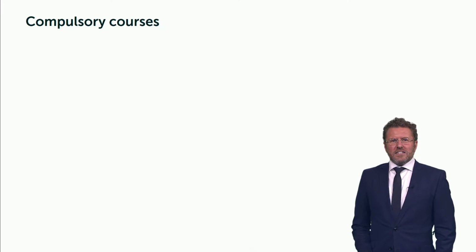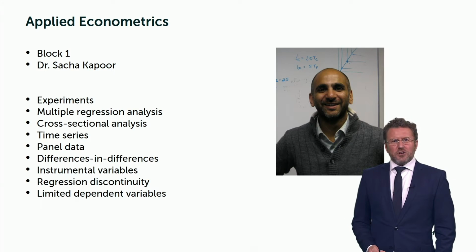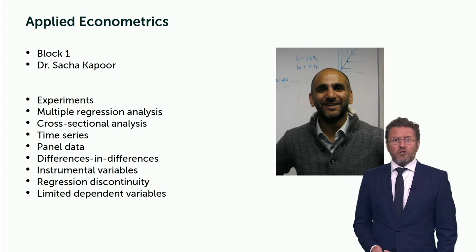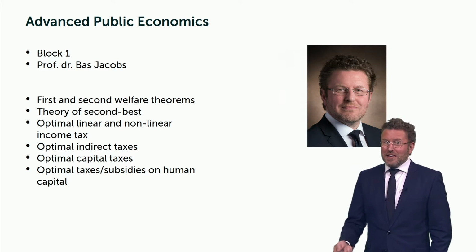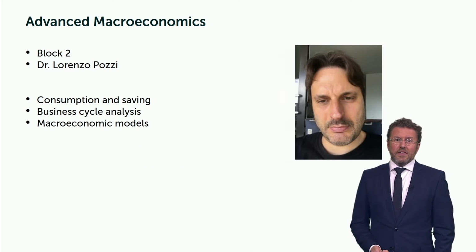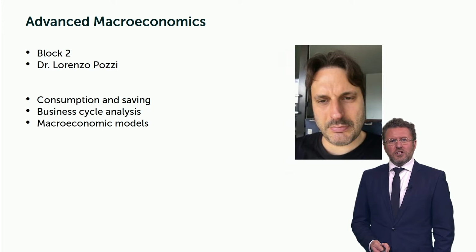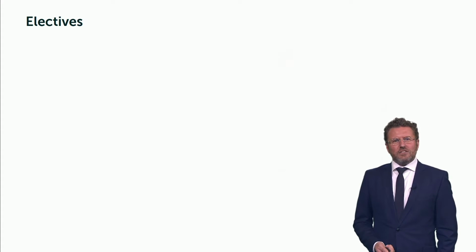The curriculum has a number of courses that you have to do no matter what. So they are the core of the curriculum. The first compulsory course is Applied Econometrics, taught by Sasha Kapoor in Block 1. The second course is Advanced Public Economics, taught by me, also in Block 1. Advanced Macroeconomics is also a compulsory course taught in Block 2. And besides the compulsory courses, you can choose from a number of electives.